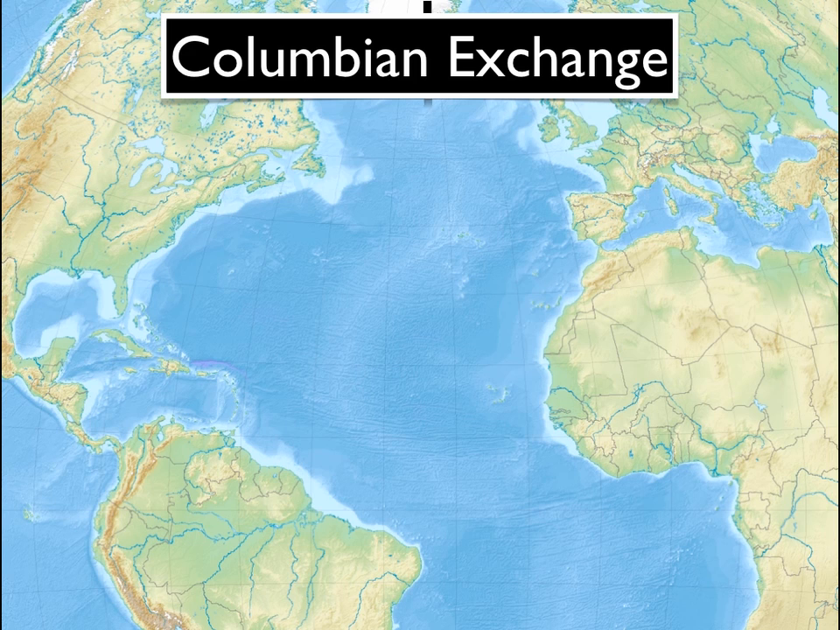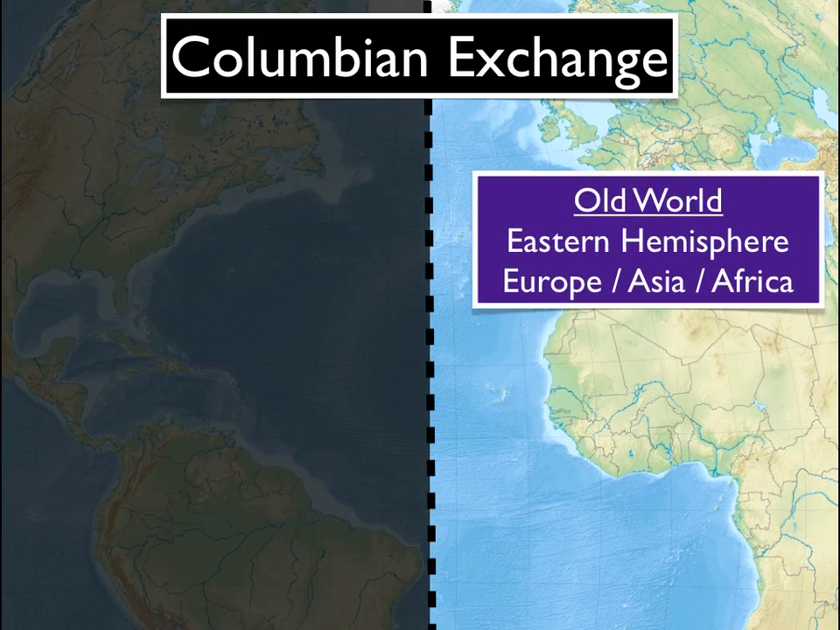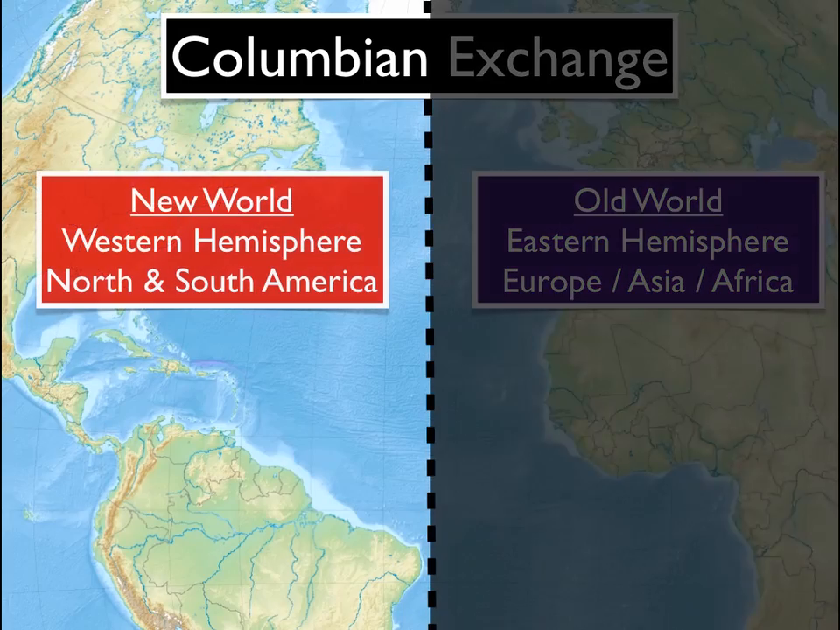Before 1492, the world was basically divided in half. The Old World, in the Eastern Hemisphere, included the continents of Europe, Asia, and Africa. The New World, in the Western Hemisphere, was made up of North and South America. The Old and New World were two very different places. They had different plants, animals, natural resources, and diseases. Their cultures, ideas, and technologies were also very different.